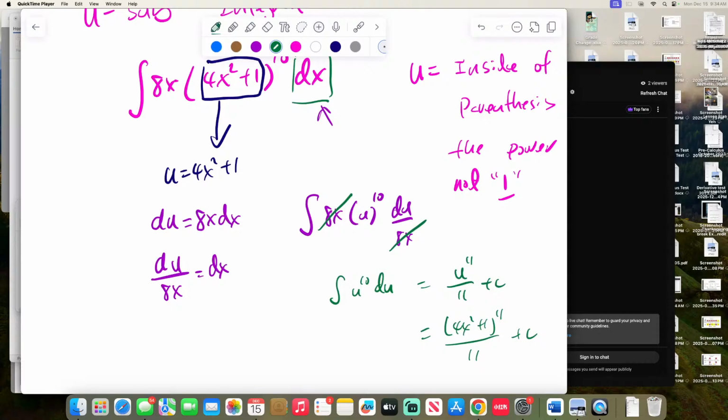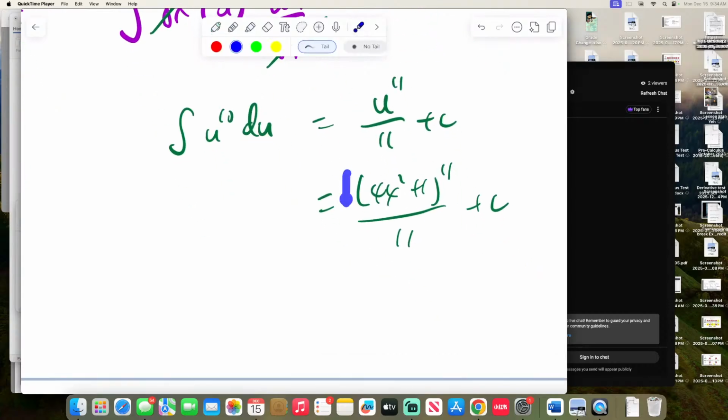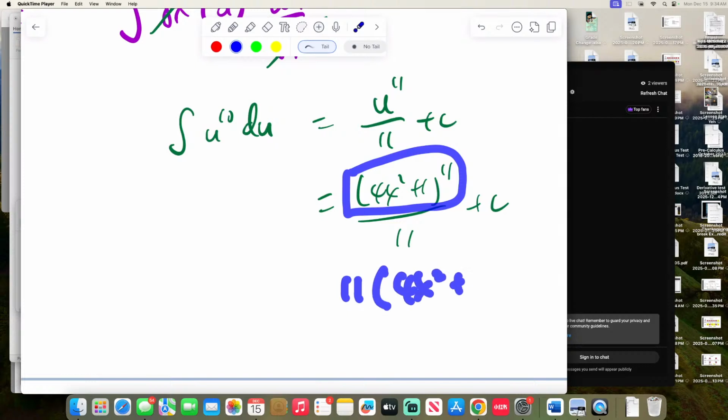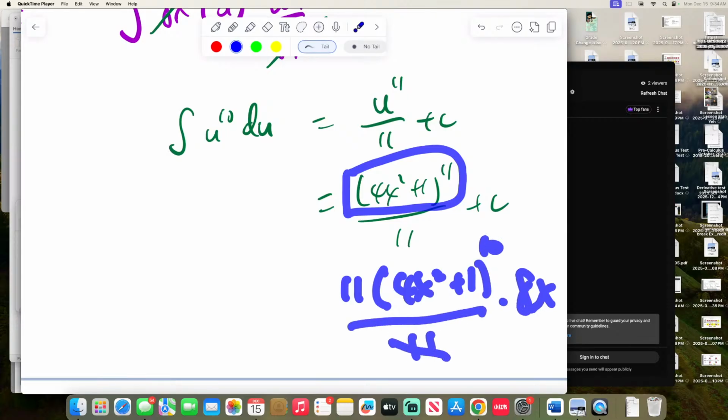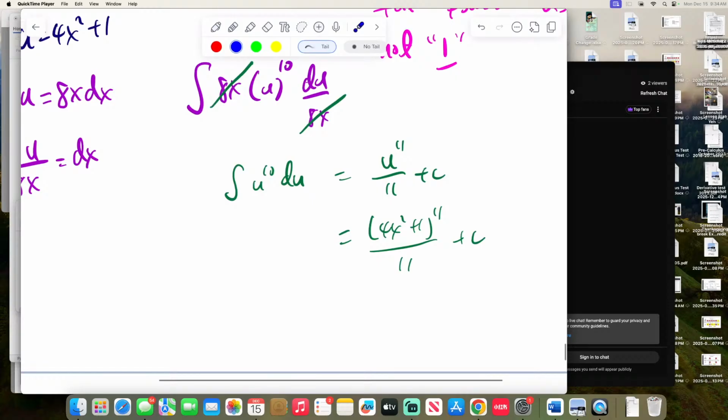You gotta say it louder, I don't hear you. Take a derivative of it. So imagine if I take a derivative of this, right? You will have 11 to the 4x squared plus 1 to the 10 over 11 times 8x. So the 11 cancels out. This becomes the question. So we know that this is a derivative of that.